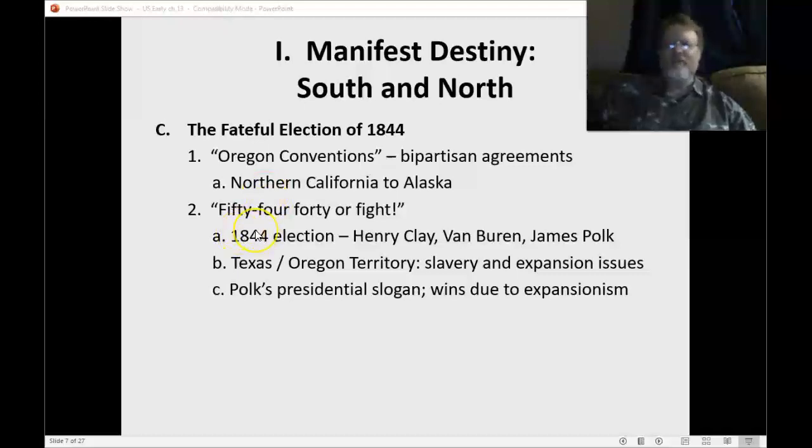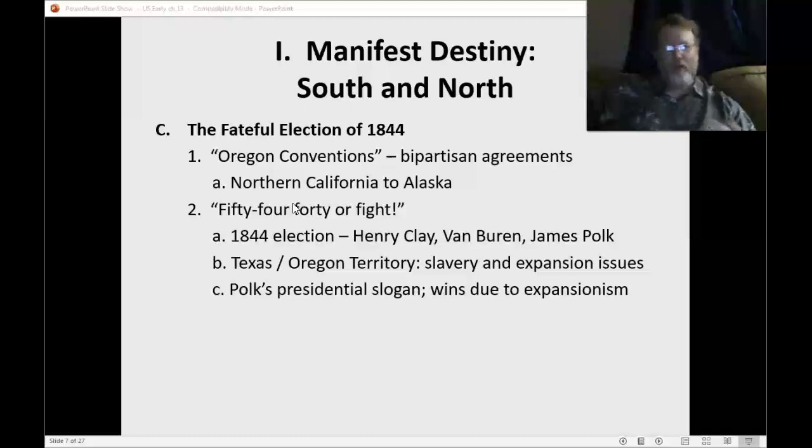"54-40 or fight." I'm sure that's just the way they said it. So that is a reference to a latitude line. 54-40 or fight. To show support for claiming all of Oregon, all the way up to Alaska, and Texas as well. So we're going to take Texas, we're going to take Oregon.